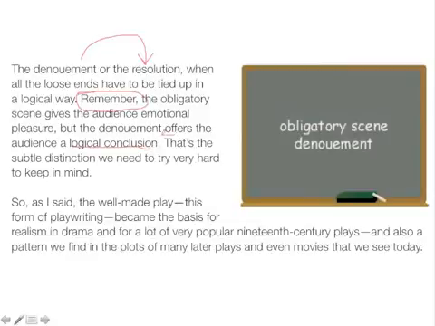Now here's the answer to the question we saw before. The professor said that it's this subtle distinction that we need to try very hard to keep in mind. So this is the point the professor was trying to make. Many people confuse the denouement and the conclusion. So there is a subtle distinction. Subtle, of course, means very difficult to easily see. So in this case, that's what the professor was saying.